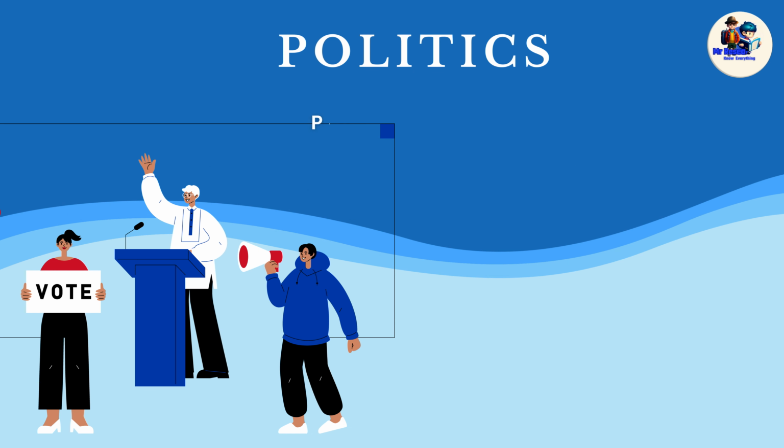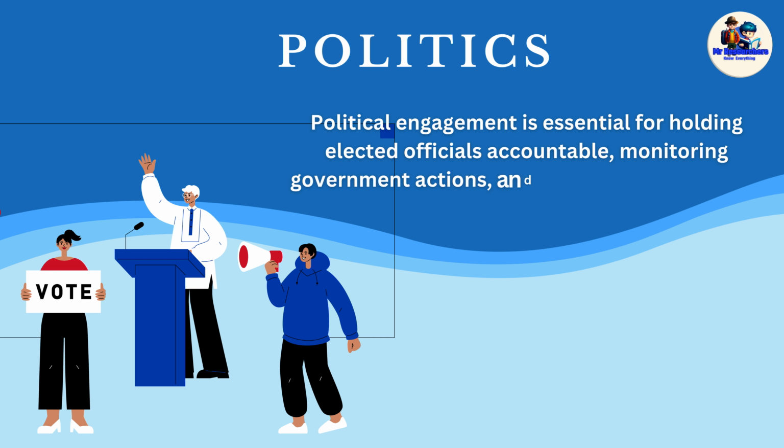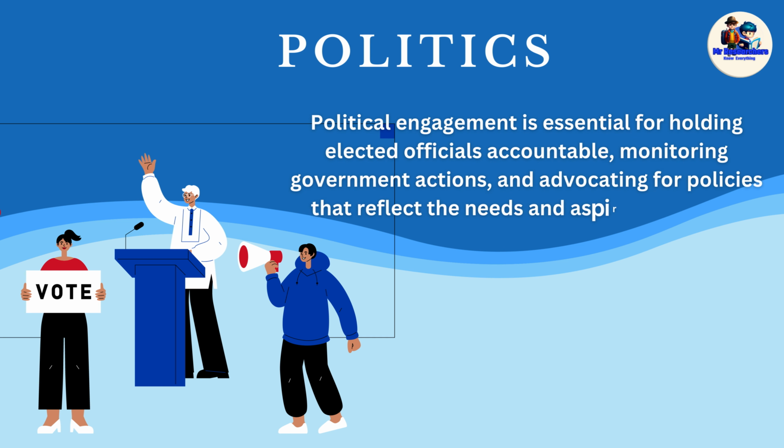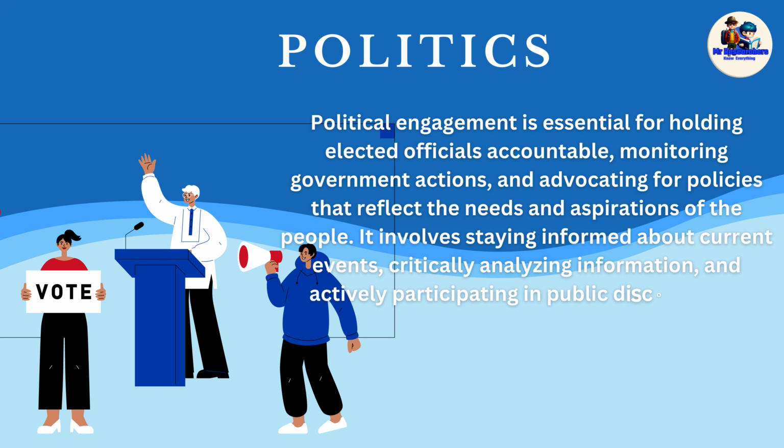Political engagement is essential for holding elected officials accountable, monitoring government actions, and advocating for policies that reflect the needs and aspirations of the people. It involves staying informed about current events, critically analyzing information, and actively participating in public discourse. By understanding politics, individuals can actively contribute to shaping public opinion, influencing policy outcomes, and fostering positive social change.